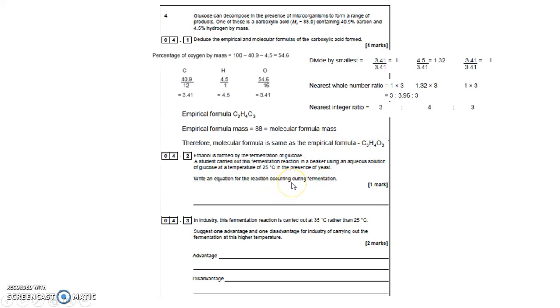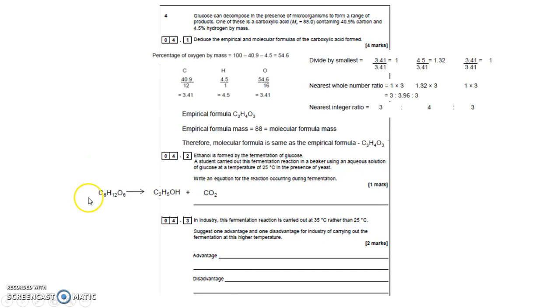Write an equation for the reaction during fermentation. Well, you've got to know what glucose is for a start. You must know that glucose is C6H12O6. If you don't know that, you can't do that. You've got to know that during fermentation you make ethanol, and that ethanol is C2H5OH, and you've also got to know that it makes carbon dioxide. If you don't know the formulae of those three, and that glucose makes ethanol and carbon dioxide during fermentation, then you can't complete this question.